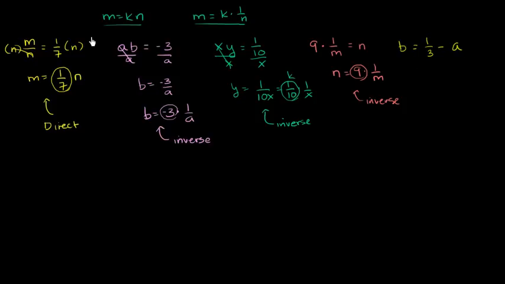Now let's try it with this expression over here. And this one's a little bit of a trickier one, because we've already separated the variables on both hands, and then we have this kind of, if this was b is equal to 1/3 times a, then we would have direct variation.